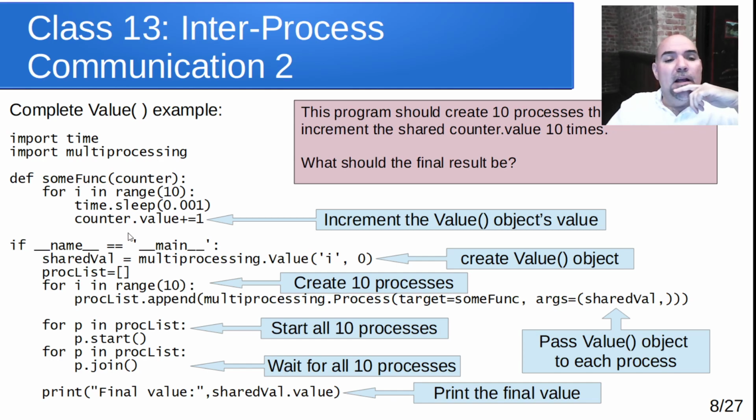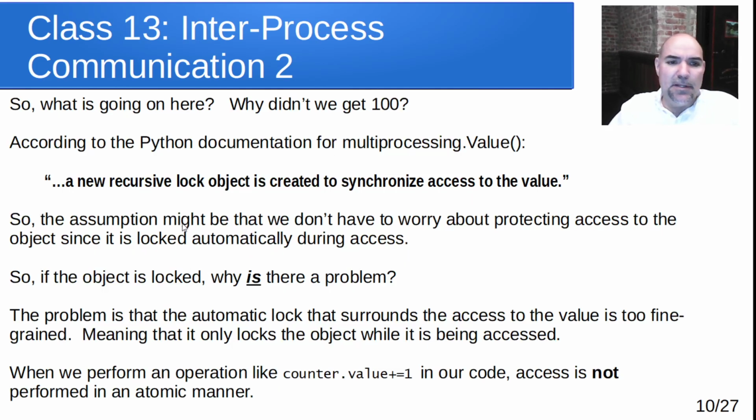So in other words, even though access to the value itself is guarded and locked out, when I do a plus equal 1, it has to fetch the value into the Python interpreter of one process, push a 1 on the stack, cause an add operation to add those, and then cause a store operation to store that back into this value. So while accessing this is atomic or protected, doing an operation on it like this is not. And let's actually talk a little more about that. So what's going on here? Why didn't we get 100?